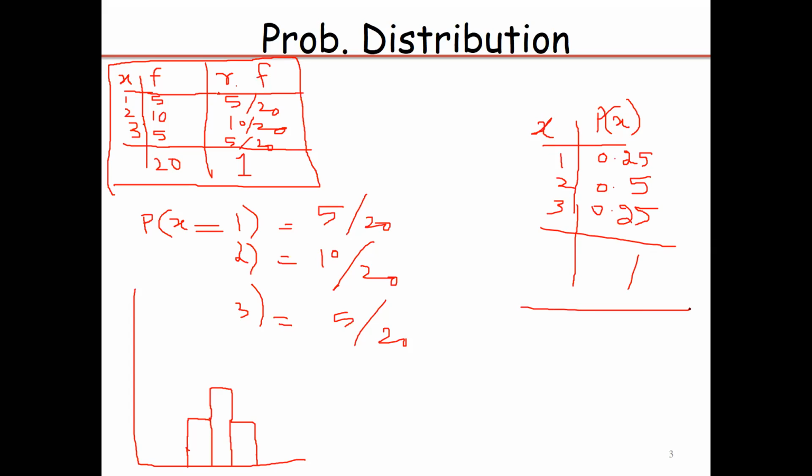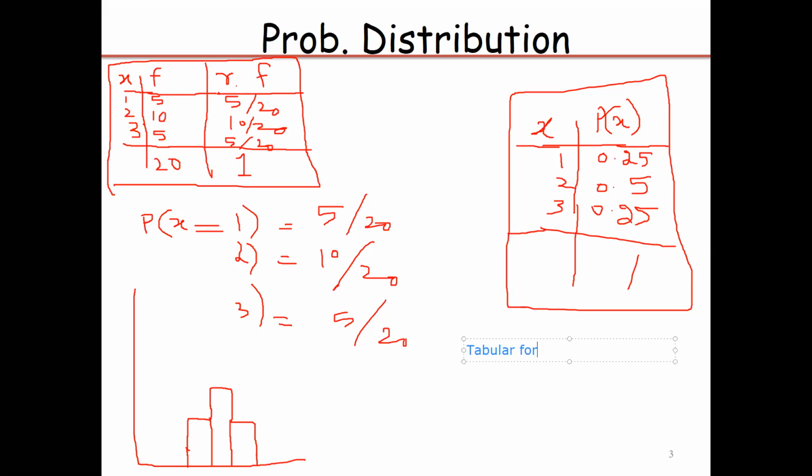A probability distribution can be written in three different forms. One of them is known as tabular form. This is the tabular form of a probability distribution. But we can also represent a probability distribution in another form. The other form is known as functional form. And the last one is the graphical form.